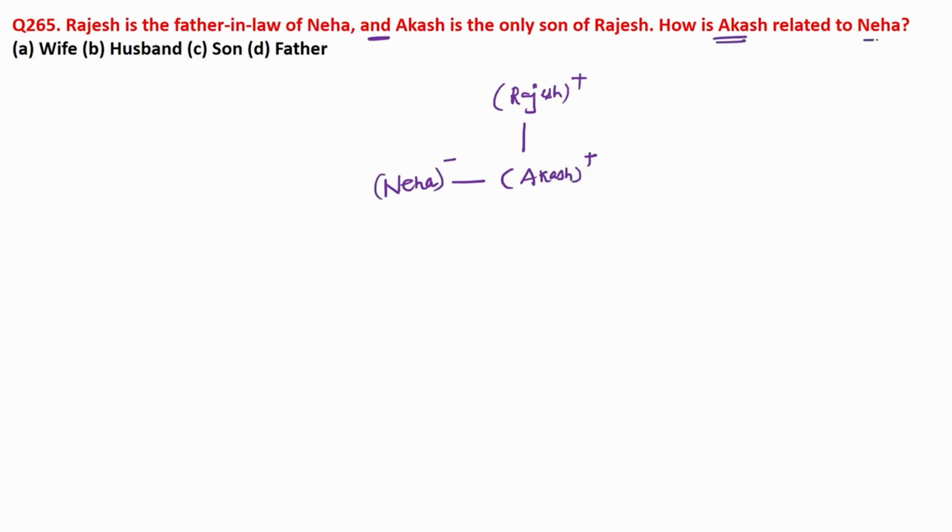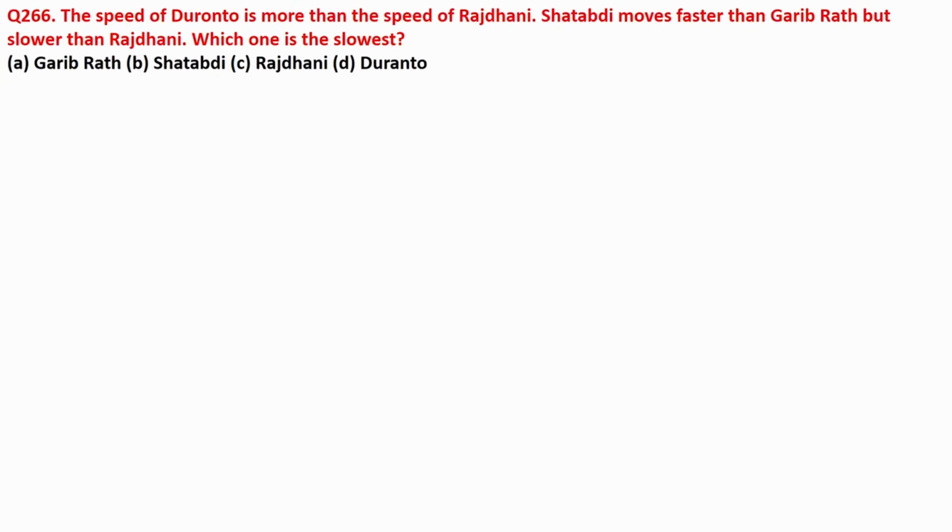Now the question: how is Akash related to Neha? We can say that Akash is the husband of Neha, or Neha is the wife of Akash. The simple relation. It's very good, Vaibhav. It's husband. Next, there is one more comparison here.